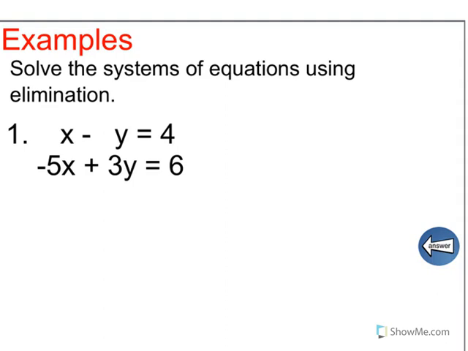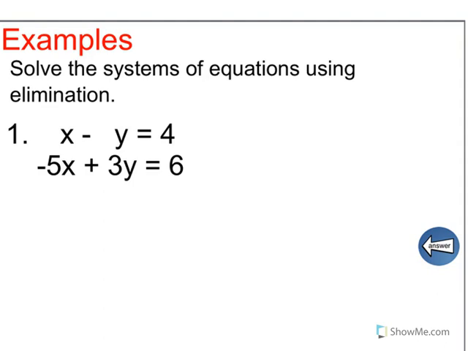So number one, we have x minus y equals 4, and we have negative 5x plus 3y equals 6. So here we have different coefficients for x, and we have different coefficients for y. Now on problems like this, where the coefficients in front of x and y in one of the equations are both 1, then it doesn't really matter which one you choose. So I'm going to eliminate the x's.